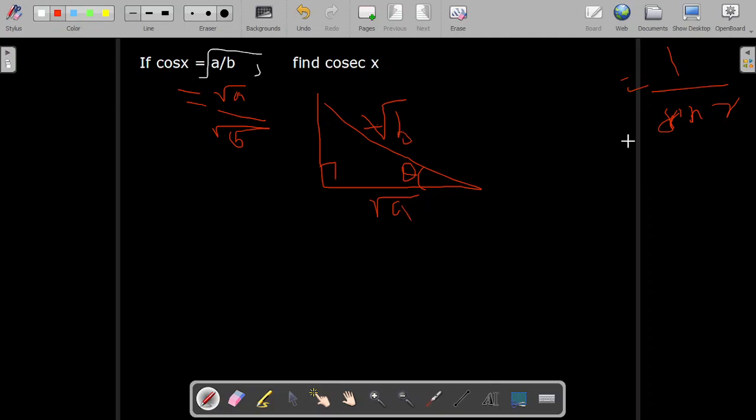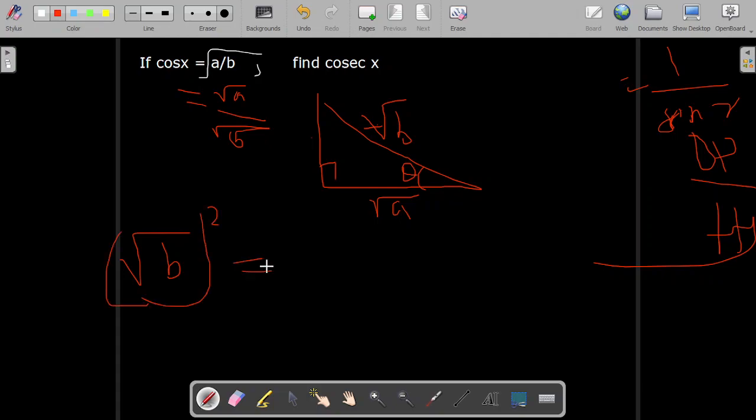For getting cosec x, we need the opposite and the hypotenuse. So we need to get the opposite here before we can get this. Based on what we've done, we have the Pythagoras theorem: the hypotenuse squared, which is the square of root b, equals the opposite squared, which is what we're searching for, let's use that as y, plus the adjacent squared, which is root a squared.